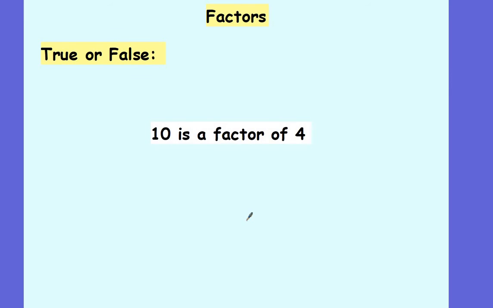True or false? 10 is a factor of 4. That one's false. I can't multiply 10 by anything to get 4, can I? It's far too big. So that one is false.